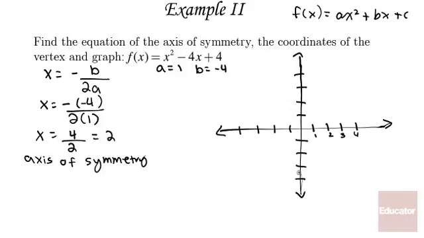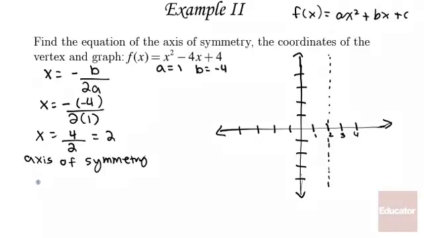So the axis of symmetry is going to be right here at x equals 2, and there's going to be a vertical line passing through that point. My next thing that I need to do is find the coordinates of the vertex. And I have the x coordinate, that's x equals 2, but I need to find the y coordinate.